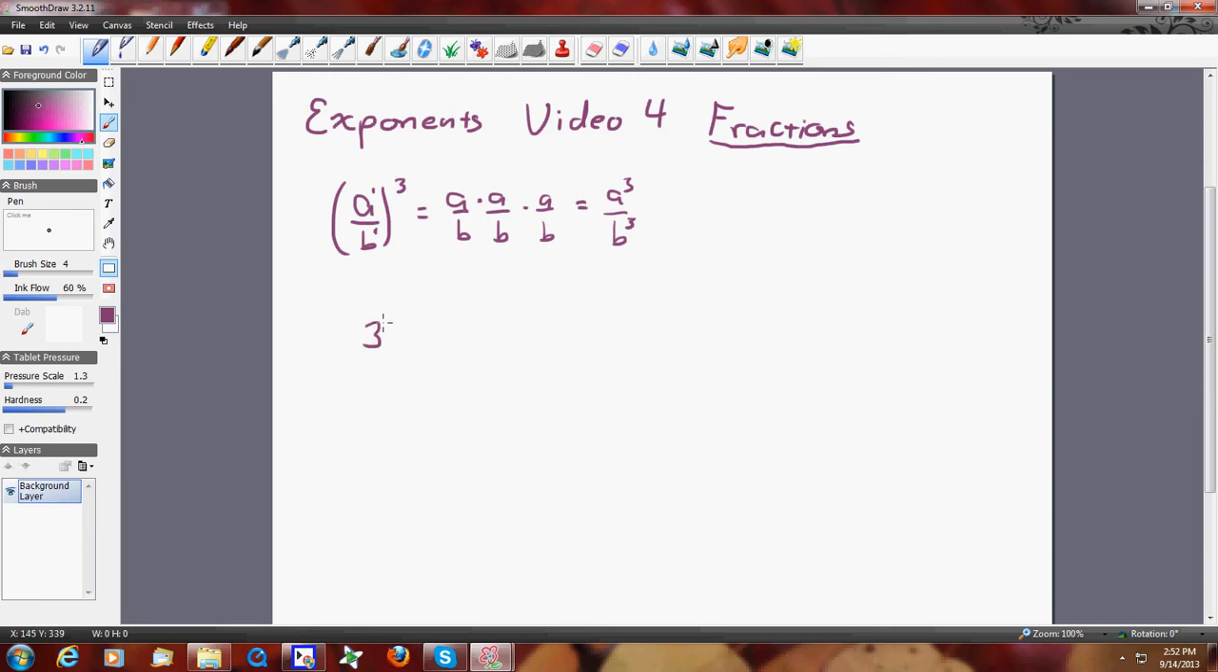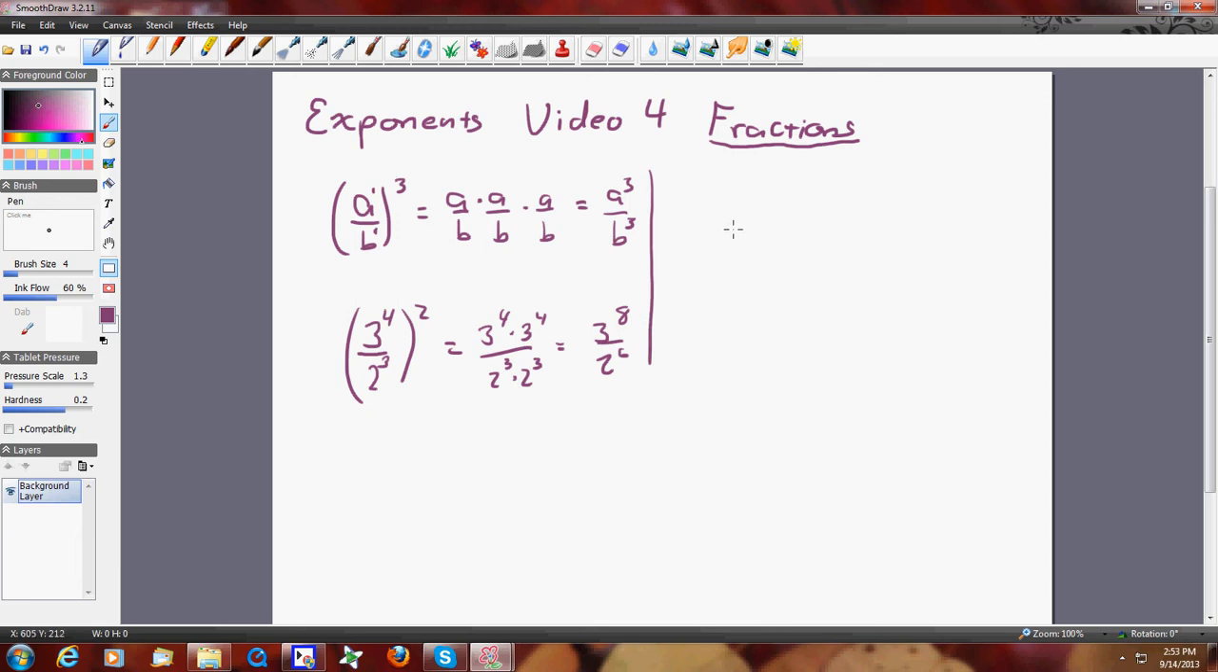If you had 3 to the 4th over 2 cubed, and it was all squared, you'd really have 3 to the 4th times 3 to the 4th over 2 cubed times 2 cubed, which is 3 to the 8th, since 4 times 2 is 8, and 3 times 2 is 6, so 2 to the 6th. And that's all. That's all that really is.